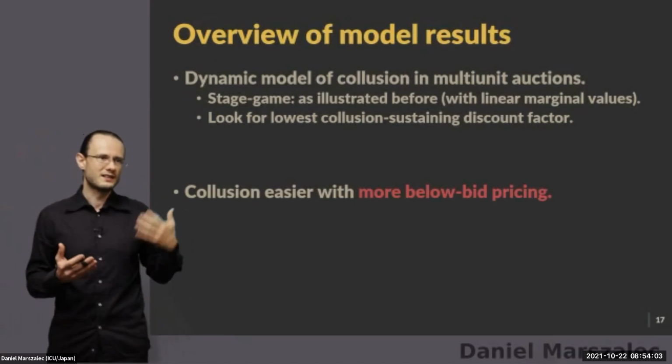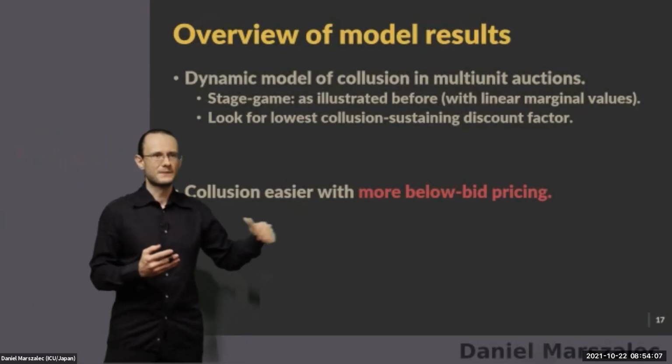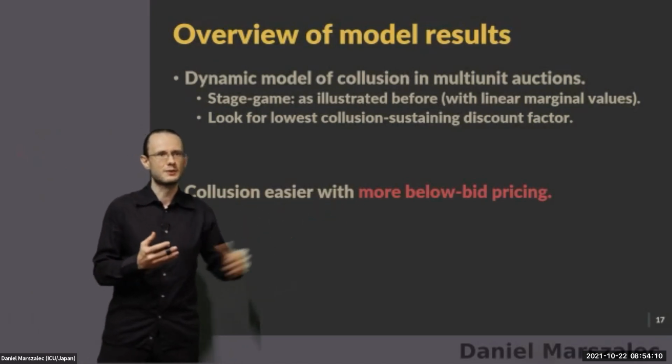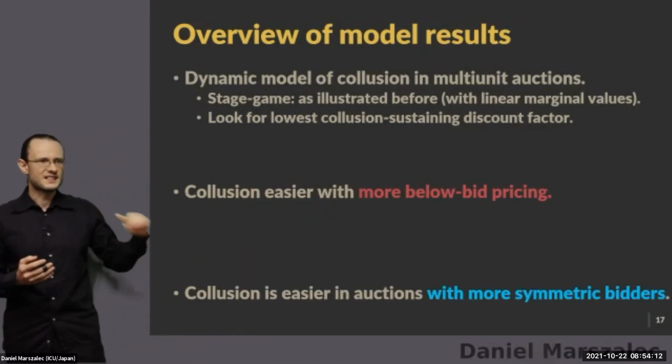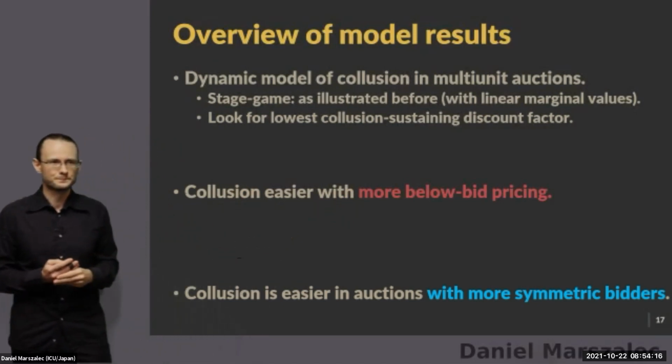And what we find is that collusion is easier with more below bid pricing. And in a moment, I'll tell you how we measure the degree of below bid pricing. And the second finding is that collusion is easier in auctions with more symmetric bidders.